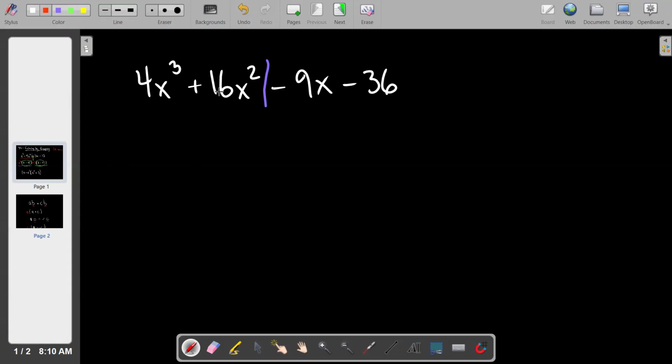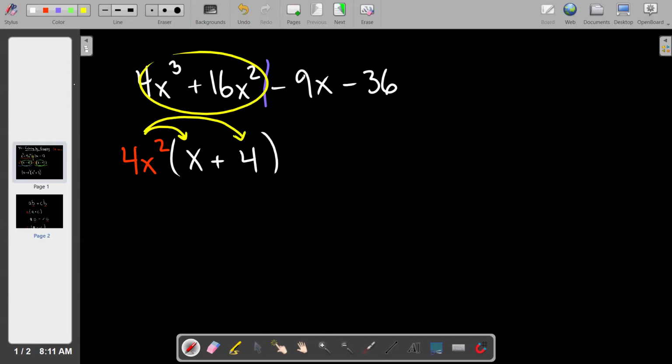The 4 and the 16 say you can divide us both by 4, and the x's work together to say, well, this is the best we can do. Take a couple. And then we rebuild. What's left? X plus 4. If you're ever not sure, just redistribute it. Take this times this and this times this and make sure it equals this, right? That's how distribution, factoring and multiplying go back and forth, right? All right, so that one is looking good.